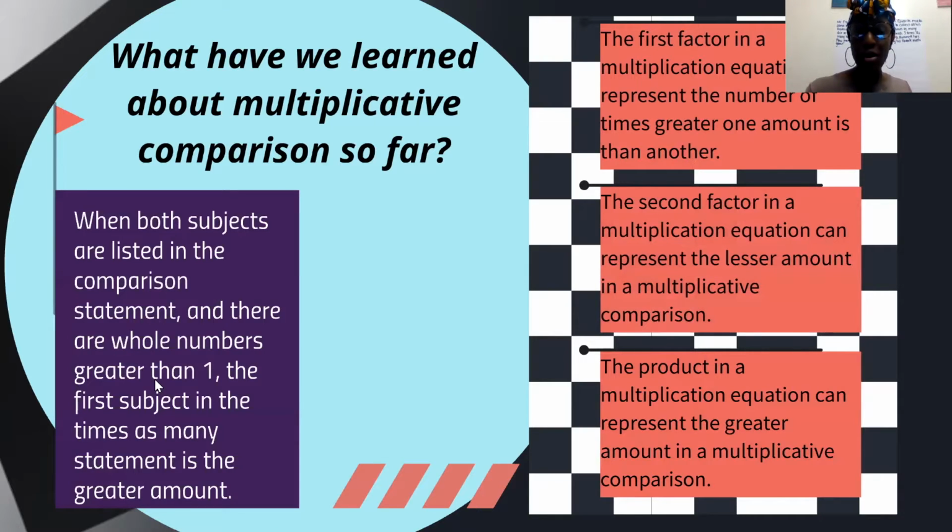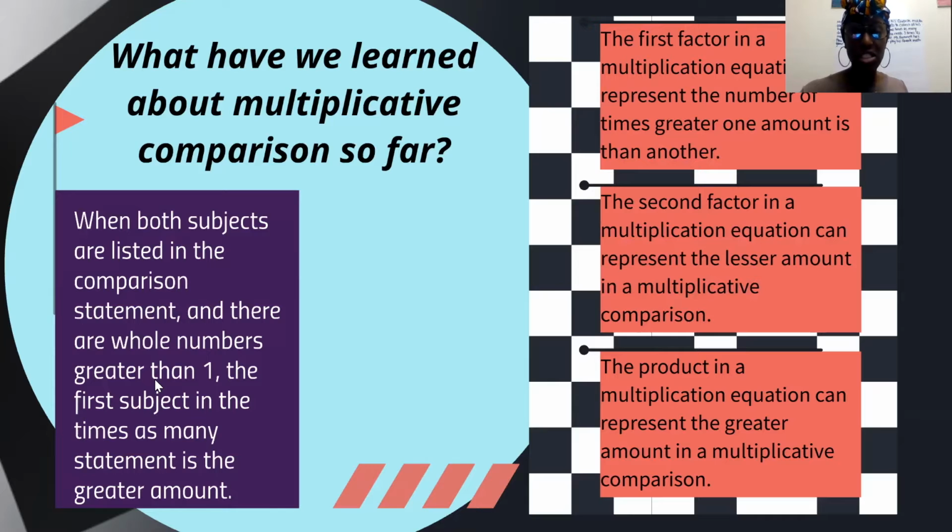My turn first. When both subjects are listed in the comparison statement and there are whole numbers greater than one, the first subject in the times as many statement is the greater amount. Yes, you've got that cadence. You want to do it again? I love learning, so let's go ahead.